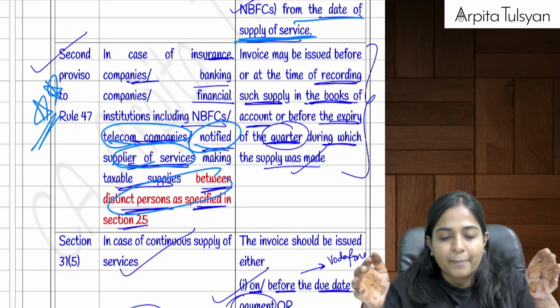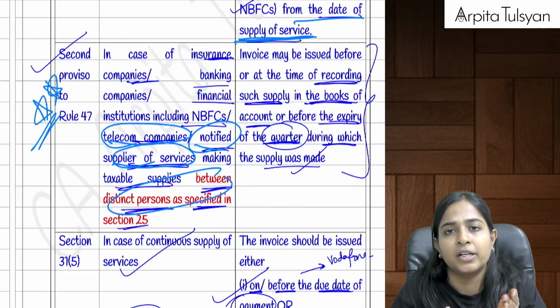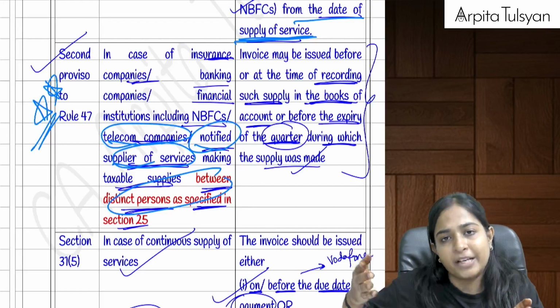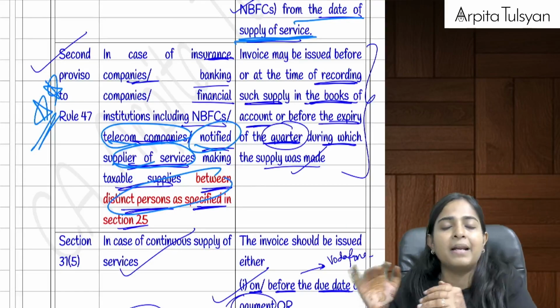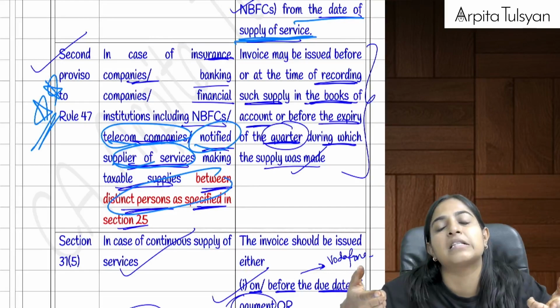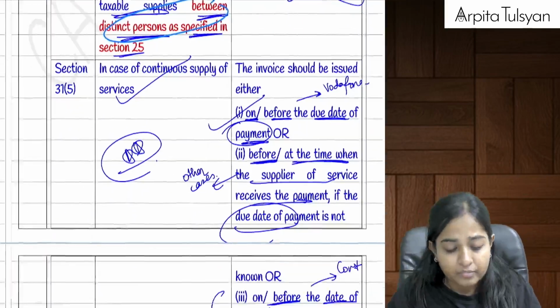Or if the supply is done during a particular quarter, normal. In case of GST also, your quarter is, if I talk from calendar year point of view, January to March, April to June, July to September, and so on. So before the expiry of that particular quarter in which you have supplied the service, that will become your time of supply. Very clear with this?